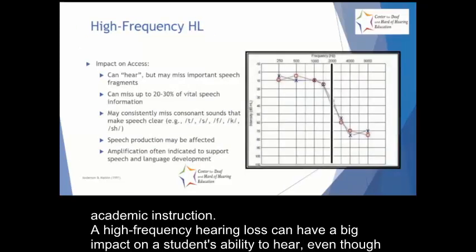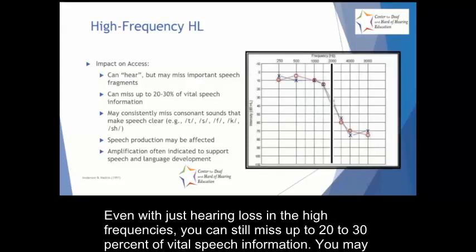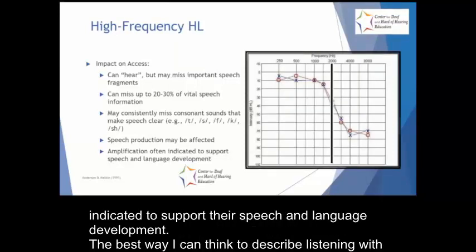A high-frequency hearing loss can have a big impact on a student's ability to hear, even though they have normal access to low-frequency sounds. You may hear what's being said, but you might miss some important speech sounds. Even with just hearing loss in the high frequencies, you can still miss up to 20 to 30% of vital speech information. You may consistently miss high-frequency sounds such as consonants: t, s, f. Speech production may also be affected, and amplification is often indicated to support their speech and language development.